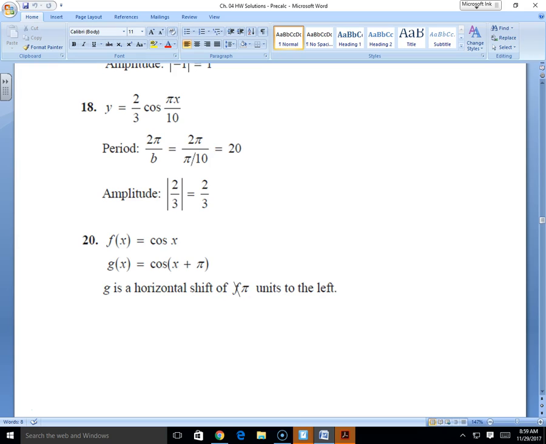Number 20, because of that little plus pi, there is, forget this little f, I don't even know, typo. Put a little line through it. Forget that. There is a horizontal shift pi to the left. It's a plus. Pi to the left. It's a plus.